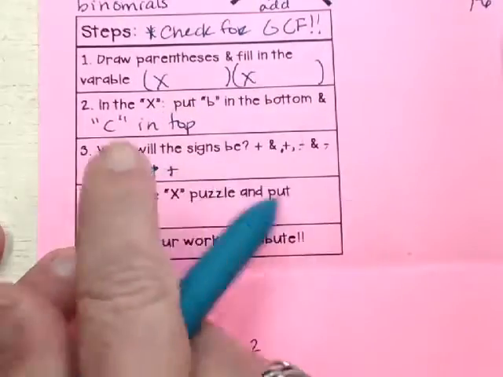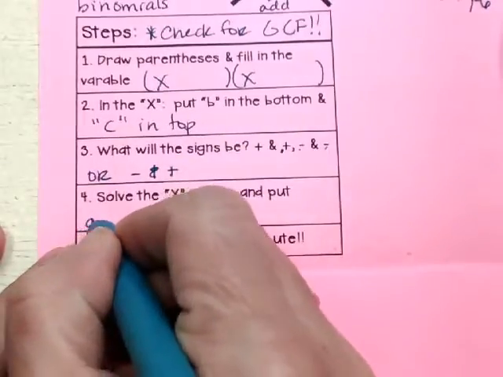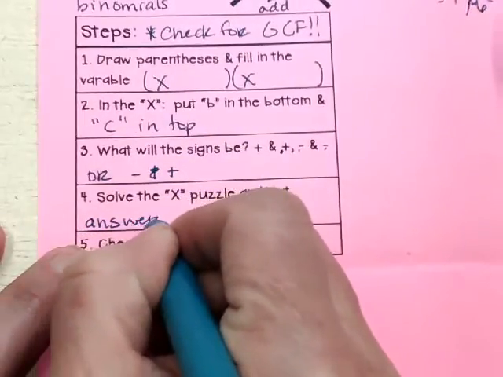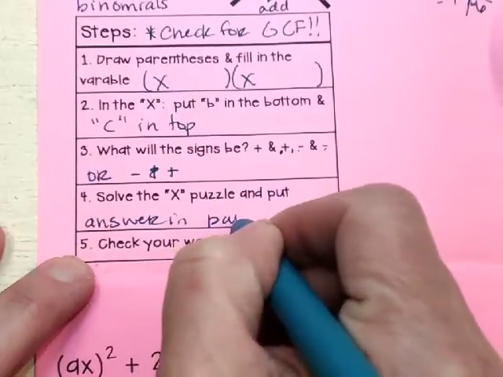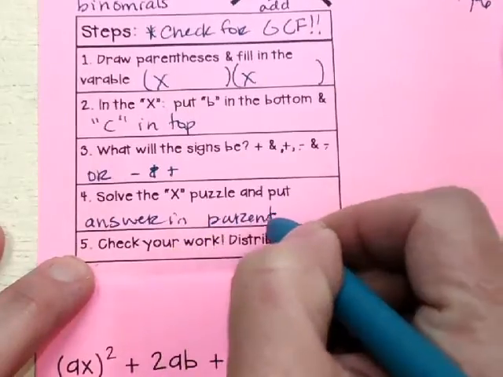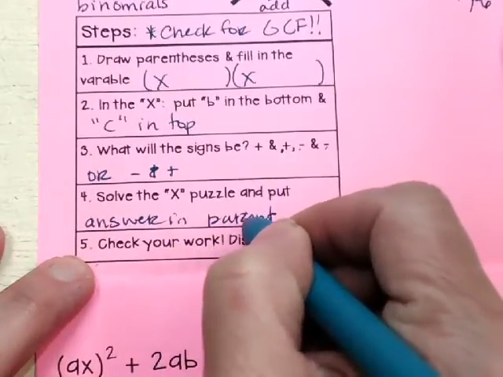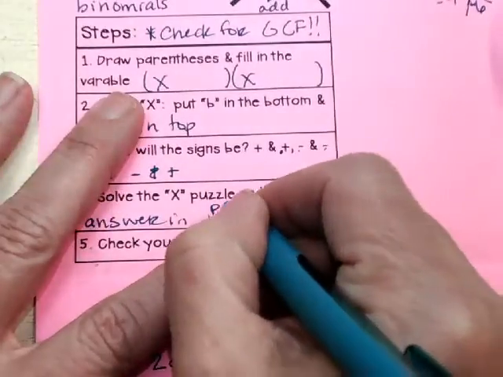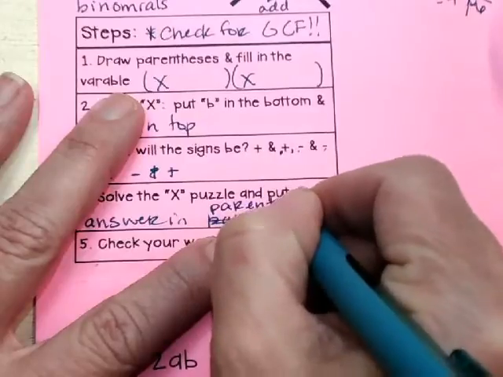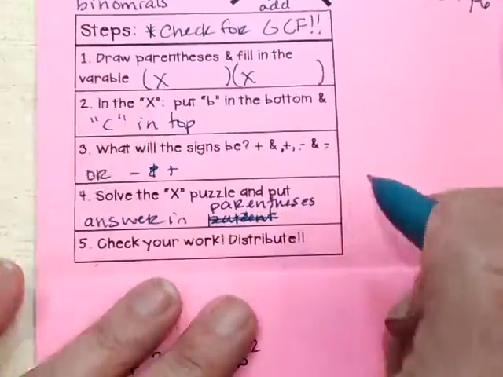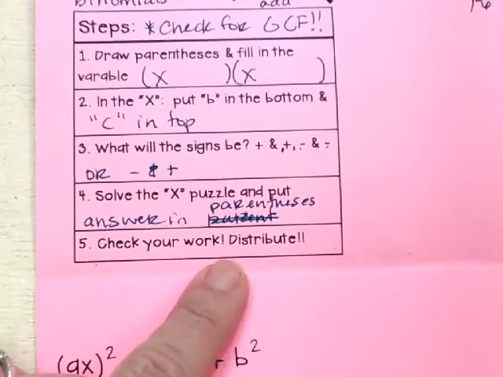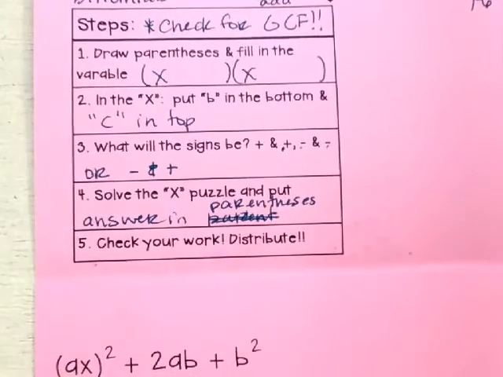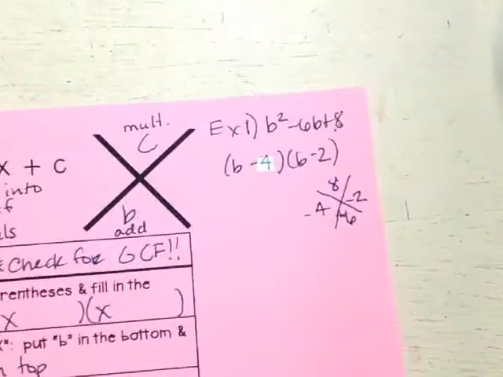So we solved the X puzzle and we put the answer in the parentheses. I cannot write. I cannot spell. I haven't been able to spell all day long. Parentheses. Alright, and then you just do your distributive property to check it. Alright, so let's do example 2.